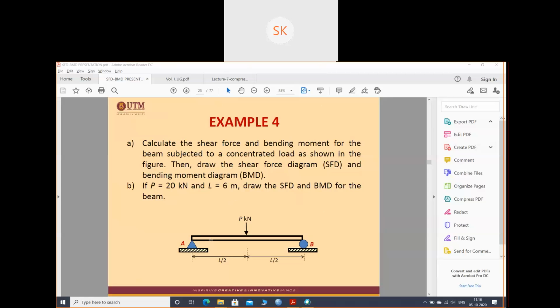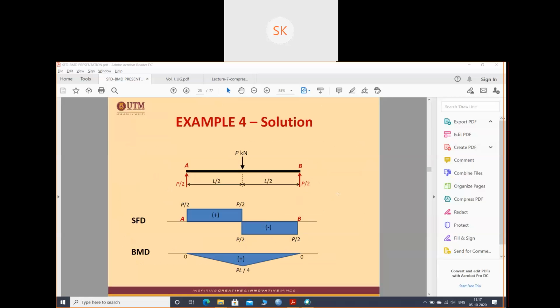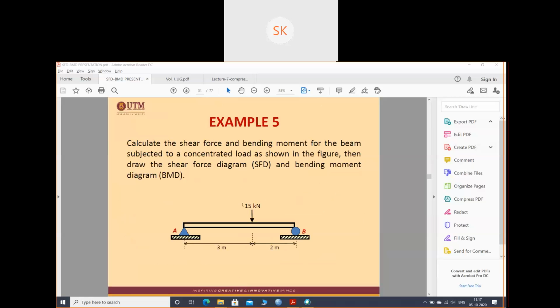Simply supported beam with point load. Load is 20 kilonewton, L is 6 meters, and draw the shear force and bending moment diagram. Done. This part is done. And another question is a simply supported beam with a 15 kilonewton load at 3 meter and 2 meter distance.